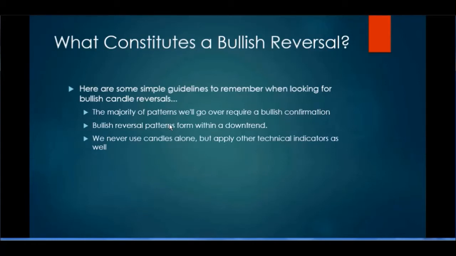The second thing, bullish reversal patterns form within a downtrend. Obviously, we are looking for these patterns to form after a stock has been coming down. Another series we're going to be doing will focus on bearish reversal patterns, but for now we're looking at setups that form after a downtrend. The third thing, we never use candles alone, but apply other technical indicators as well. This goes back to the first one. We are still going to utilize our MACD, our RSI, our money flow index, and our slow stochastic to confirm buy signals and entry points for these setups.